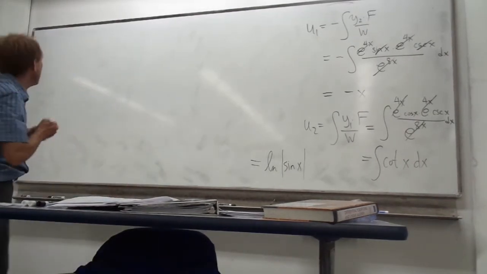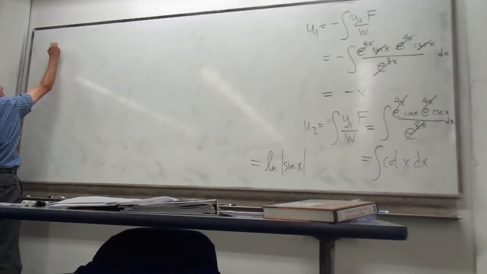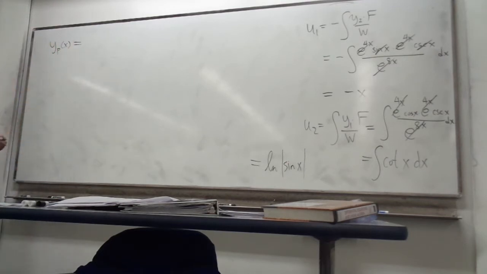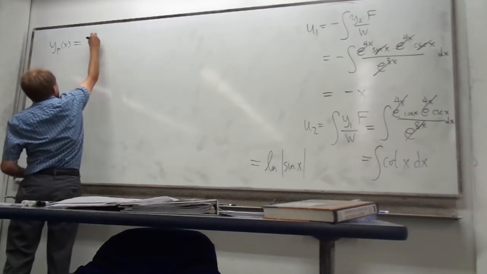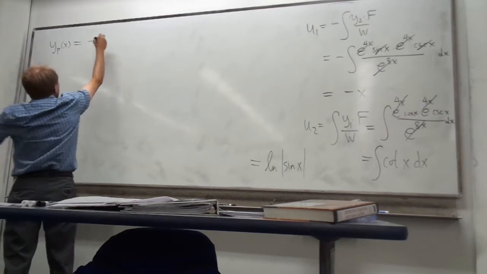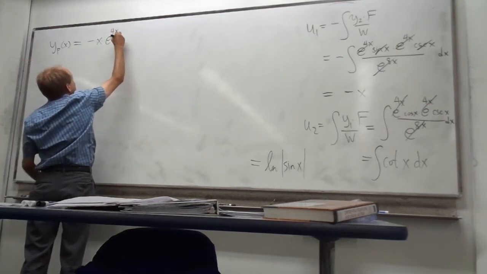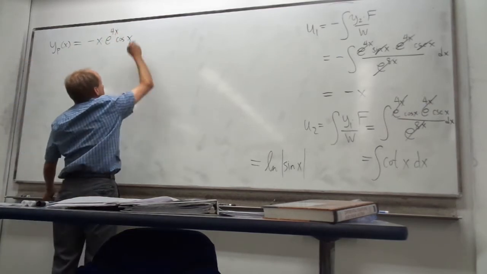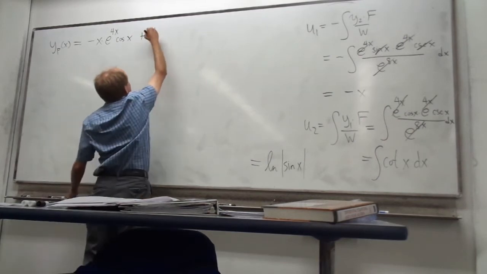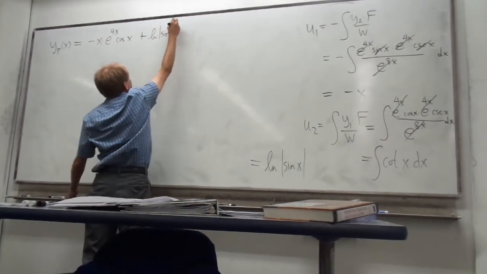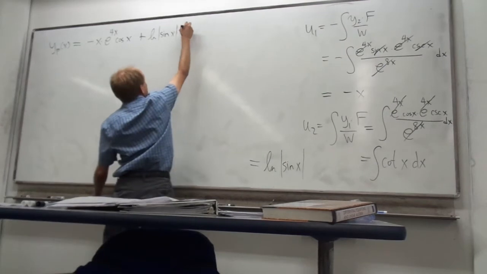Okay, so, great. So now we can go to the particular solution. So you remember the formula? Yeah, u1, which is negative x, times y1, which is e to the 4x cosine of x. Okay? Plus u2, which is ln of absolute value of sine of x, times y2. Very good.